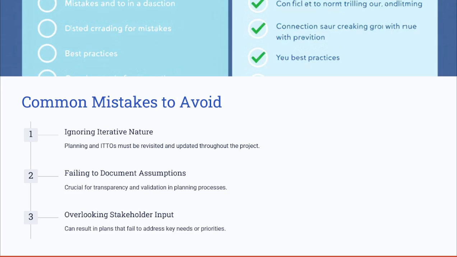What are the common mistakes to avoid when developing the project management plan or when utilizing the ITTOs? Avoid treating planning as a static process. Think of it as an iterative process. It's not static, and the ITTOs must be revisited and updated as the project progresses. Documenting assumptions is crucial for transparency and validation. Lastly, overlooking the stakeholders' input during tool selection can result in plans that fail to address the stakeholder needs or priorities.